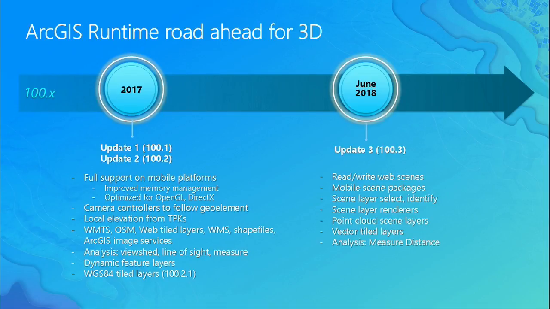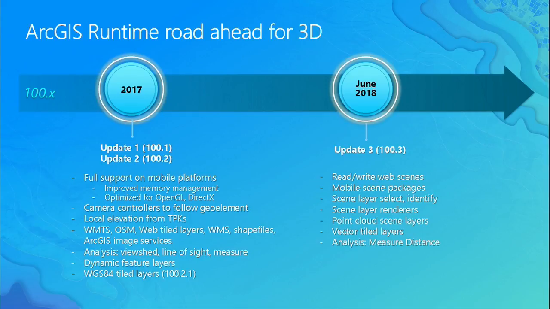We added support for a number of different standard formats that were also included in 2D, whether it's WMTS, OpenStreetMap, web tiled layers, WMS, and shapefiles. It also includes GeoPackages and working with rasters, obviously, and displaying those rasters within 3D. ArcGIS Image Services was a critical addition here, too. For analysis, we added viewshed and line of sight. We were looking at including measure at this point, but measure has actually transitioned to our Update 3.